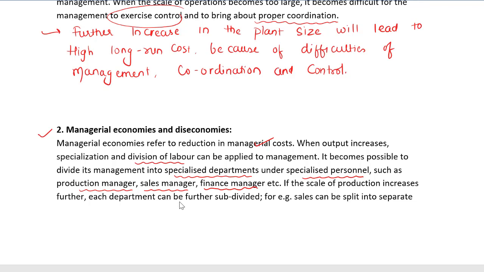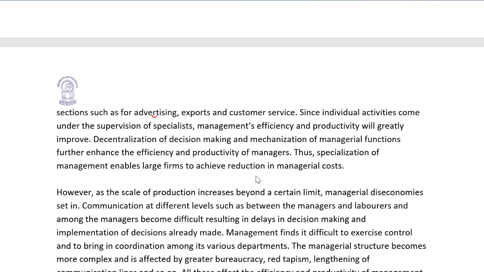If the scale of production increases further, each department can be further subdivided. Example, sales can be split into separate sections such as advertising, exports, customer service, etc. Since individual activities come under the supervision of specialists, management efficiency and productivity will be greatly improved. Decentralization of decision making and mechanization of managerial functions further enhance the efficiency and productivity of managers. Thus, we can say that specialization of management enables large firms to achieve a reduction in managerial cost.